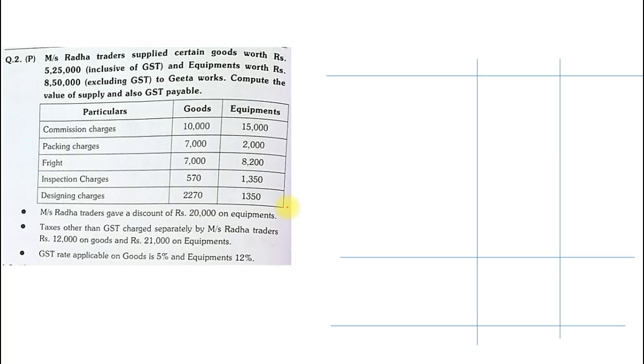Now the rule for value of supply is very simple. You always first note down the value of goods. You add all the expenses other than GST. Okay, all the expenses which are incurred less discount, that will give you a value of supply. To that we add our GST and we'll get a final net value of supply. So let us see how we solve. Computation of value of supply, that's my heading.